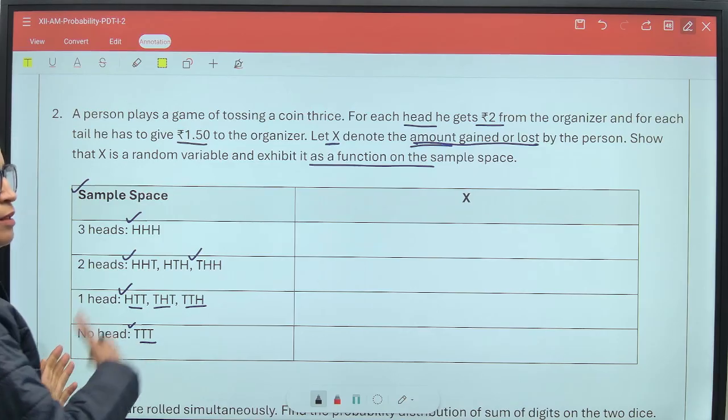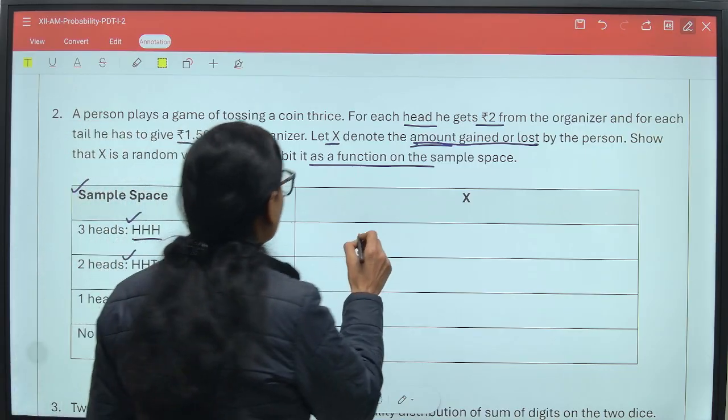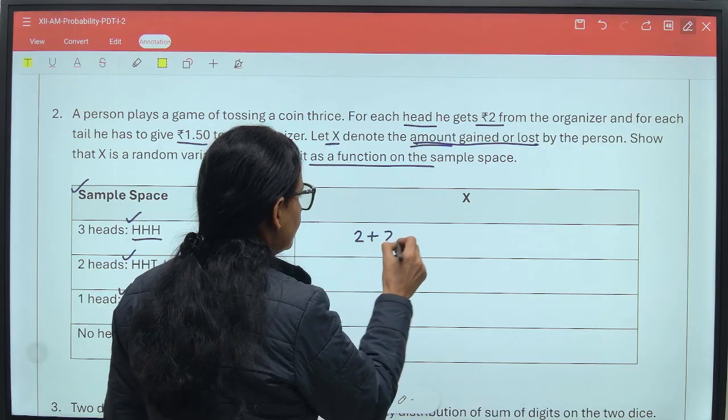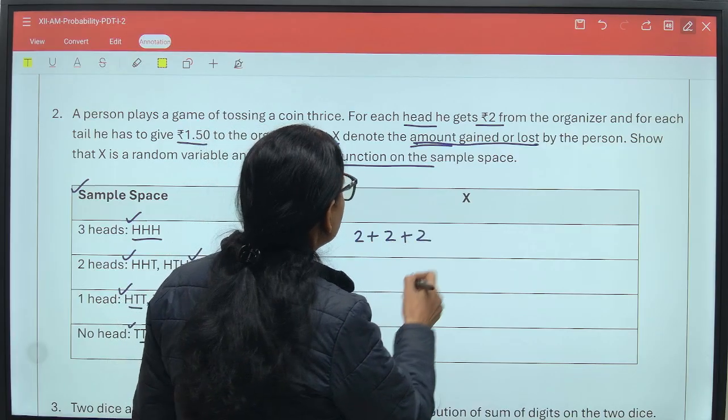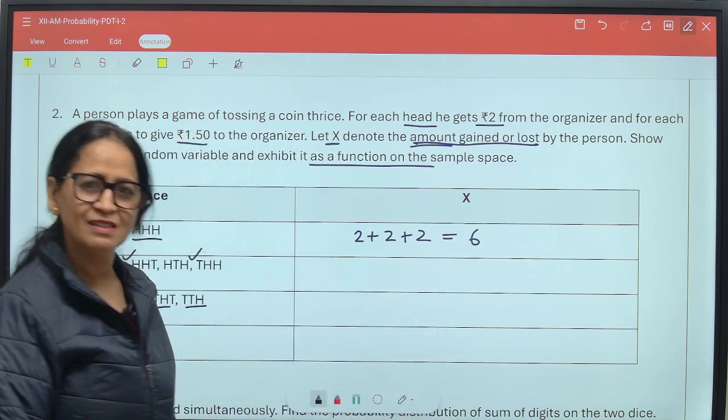Now exhibit as a function of the sample space. So now you have to write the possible outcomes also. You have to write the range of the function. So if you get HHH, he is going to get money from the organizer, that is ₹6. The possible value of x is 6.